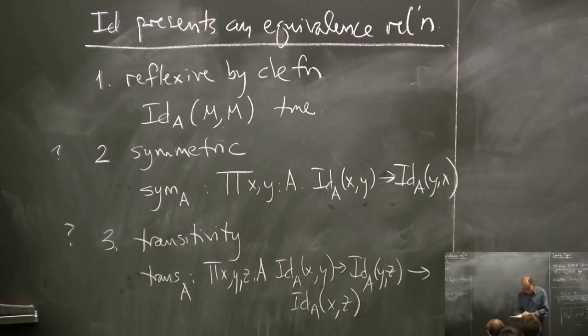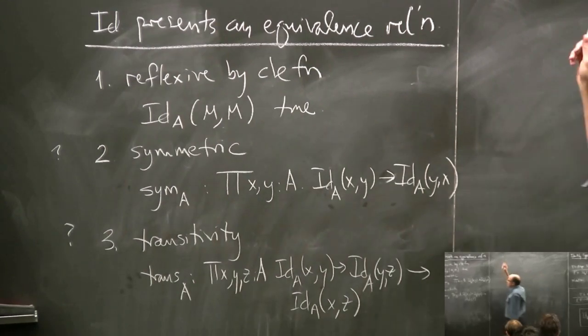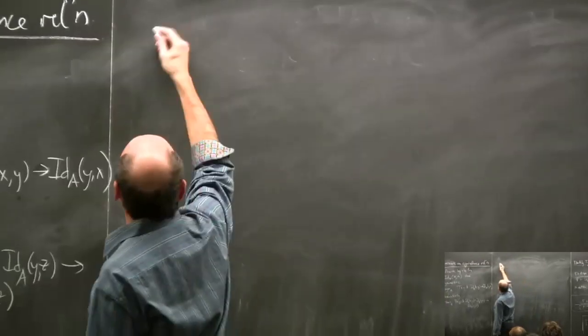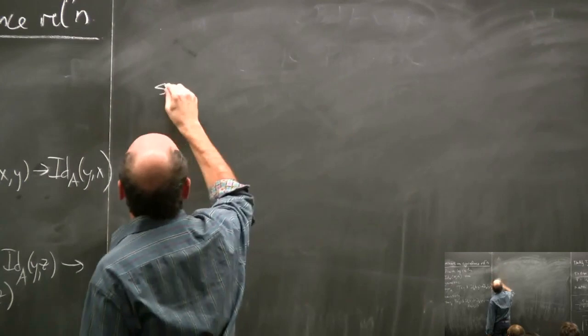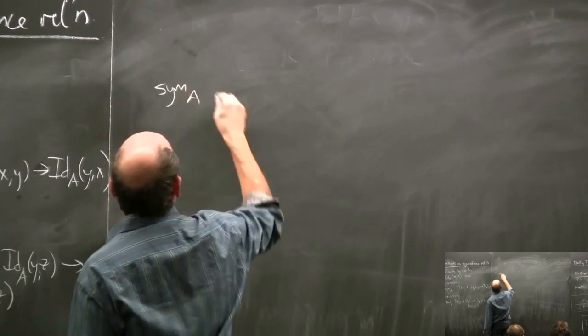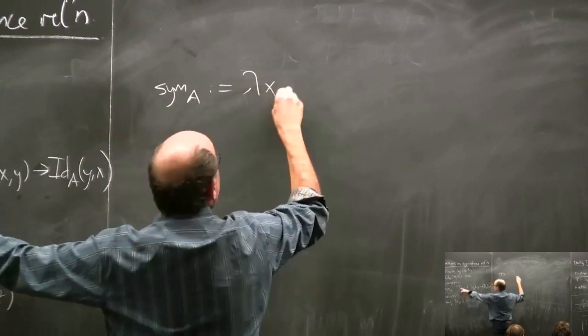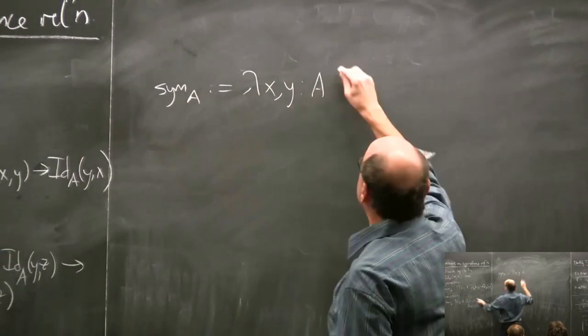So here's what I'm going to do. The easy one is symmetry, and transitivity I always get confused on, so probably I'll screw it up. So let's do the symmetry. We'll define symmetry. The idea is that for symmetry, I take sim A to be lambda x y. I'll just write them down to remind you.